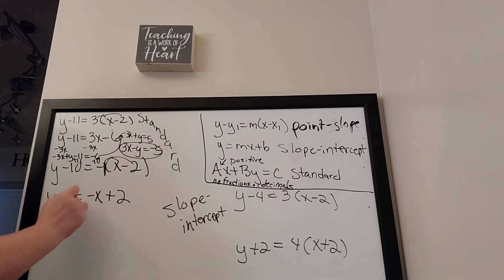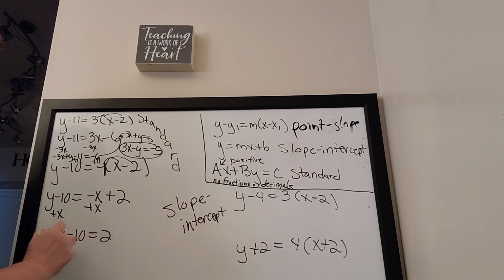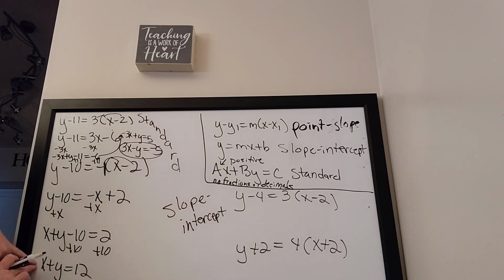I need x over here, so add x to both sides. So x plus y minus 10 equals 2. Add 10 to both sides. X plus y equals 12. Positive on x, that's good, and there are no fractions or decimals, so that's it.